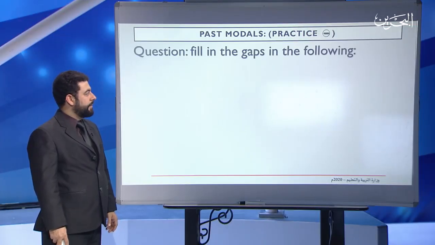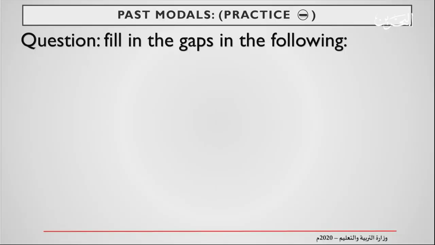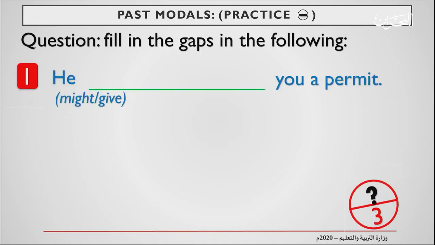Let's do task number two. Question, fill in the gaps in the following. And you have a mark of three. Number one, he, gap, you, a permit. You have to use the modal might plus the verb give. You have 5 seconds.